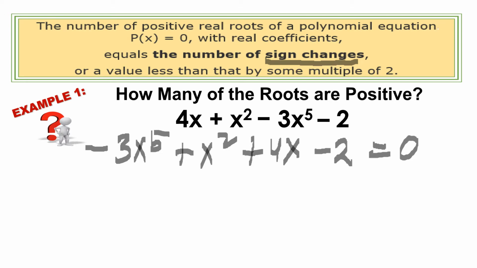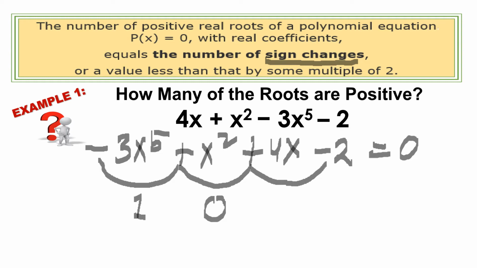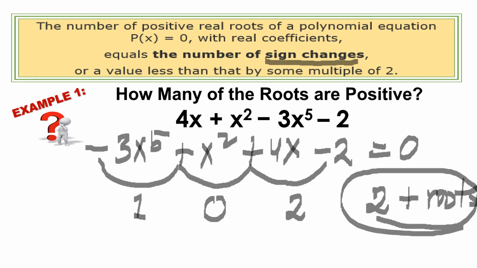So from negative here to positive, so there is a change. So there's one change. From positive to positive, no change. From positive to negative, there is a change. So this is the second change. Therefore, we are expecting two positive roots in this polynomial. So two positive roots in this given polynomial.